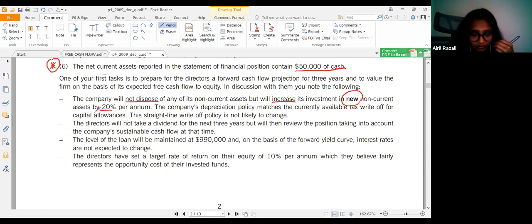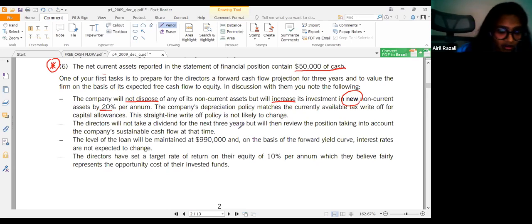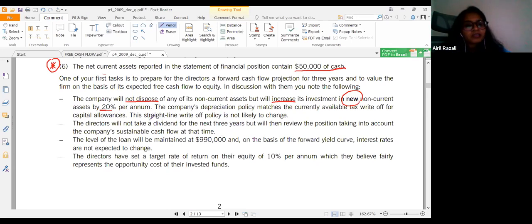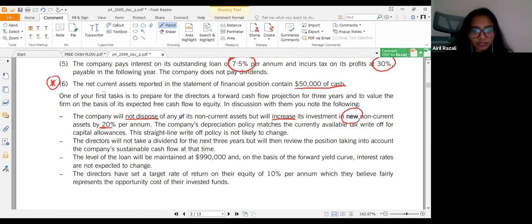annum. That means your additions will increase by 20% every year. The company's depreciation policy matches the currently available tax write-off for capital allowances. This straight line write-off policy is not likely to change. So I want you to not be confused. This is relating to tax relief. When you do free cash flow, you are going to take into account depreciation, not tax relief.